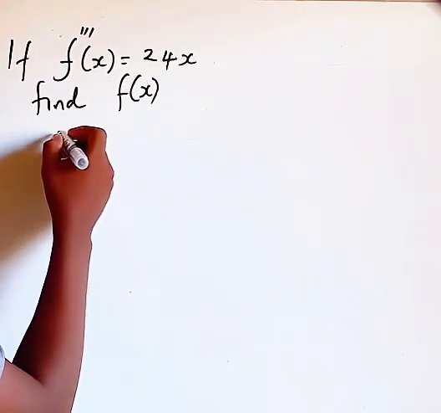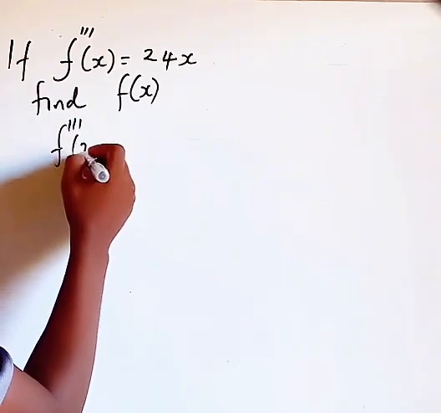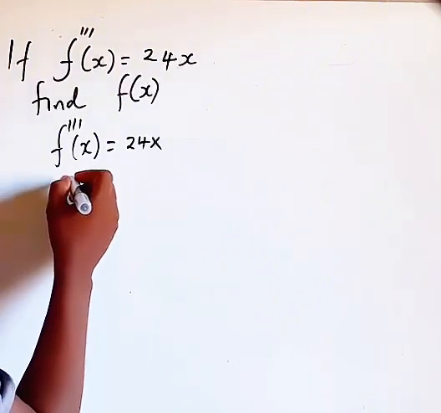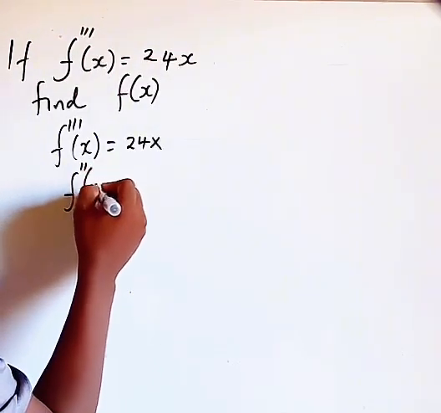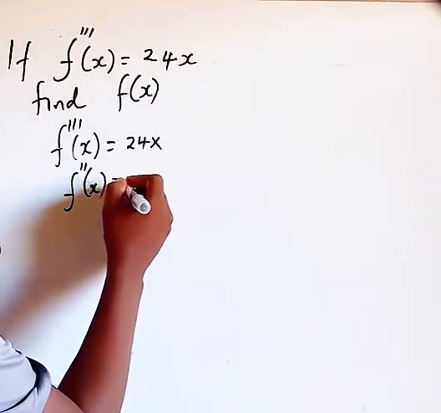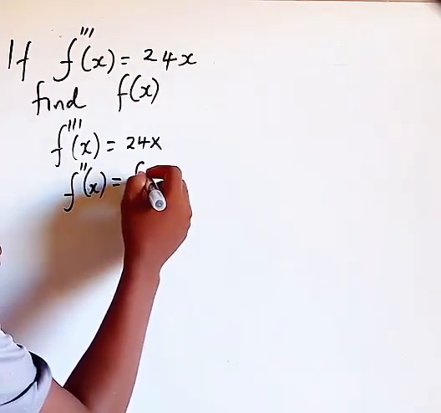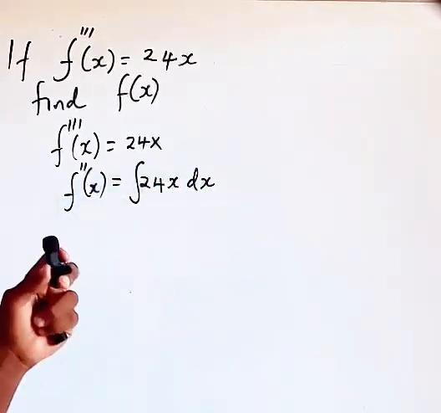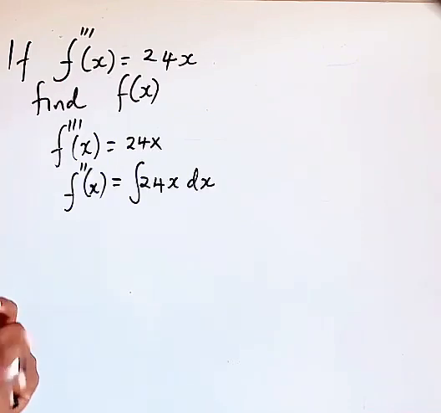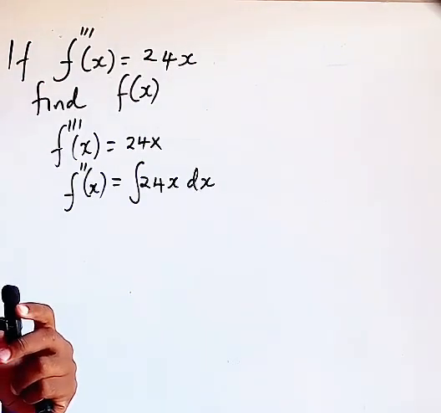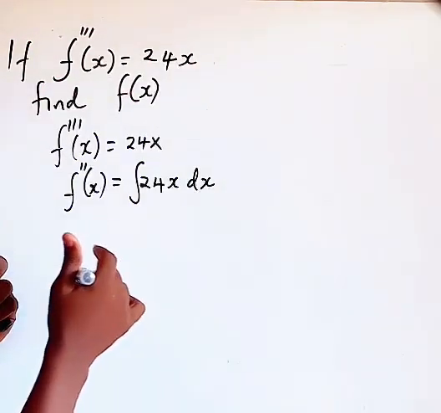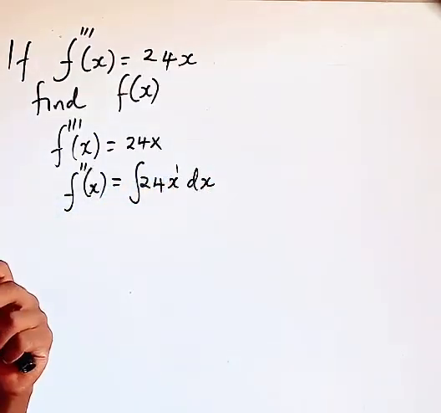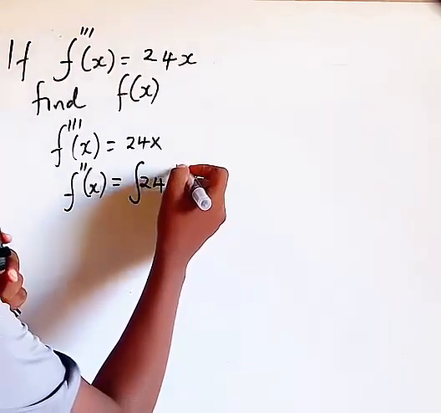So if the third derivative of a function f of x is the same as 24x, then how do we get the second derivative of x? This is the same as integrating the third derivative with respect to x. And remember, integration is the reverse of differentiation. So whatever we are going to do is we have 1 in the exponent of x. We add another 1.